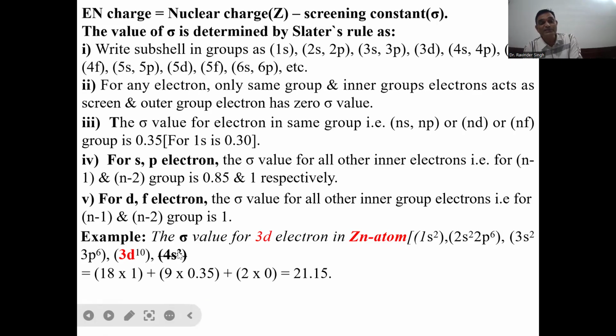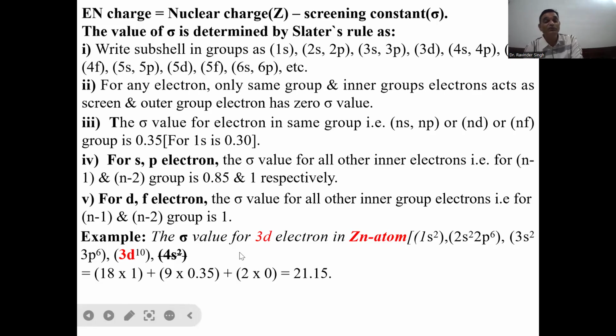For these two electrons, the screening constant value is 0, because these electrons, that particular 4s subshell, is present outer to the 3d, so the 0 value of screening constant, they cause no screening effect. OK, and there is no need to write here. I have written here only to explain to you.